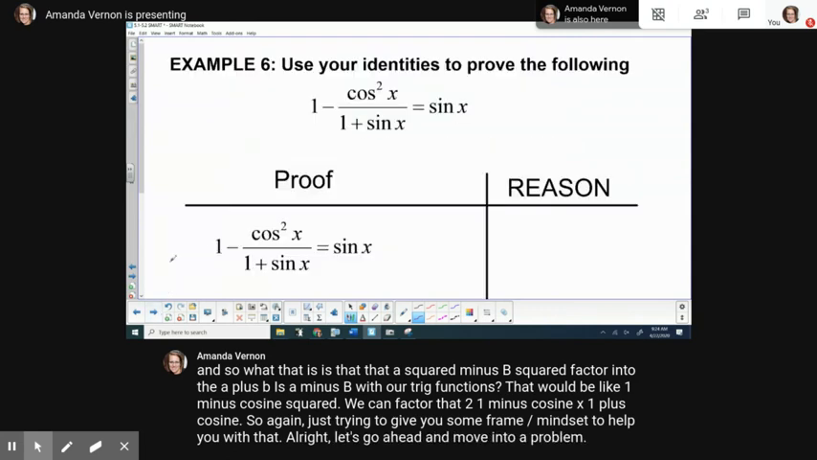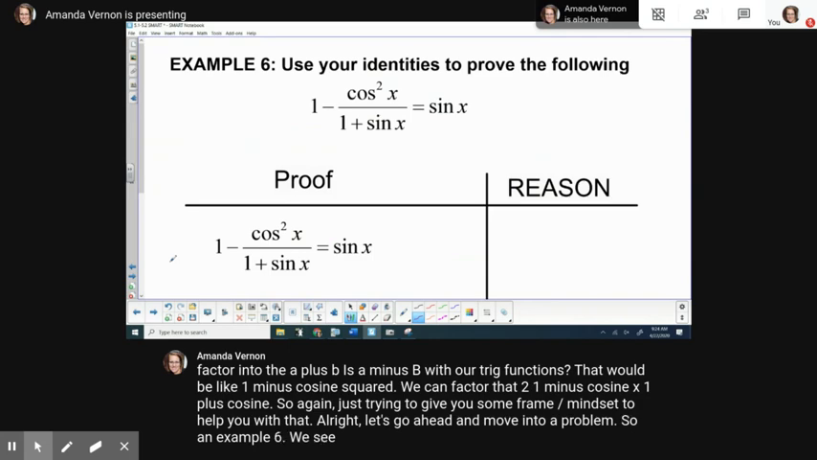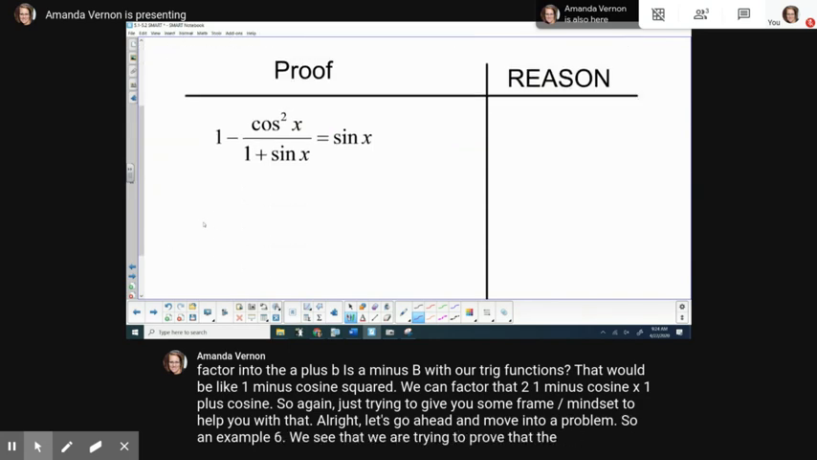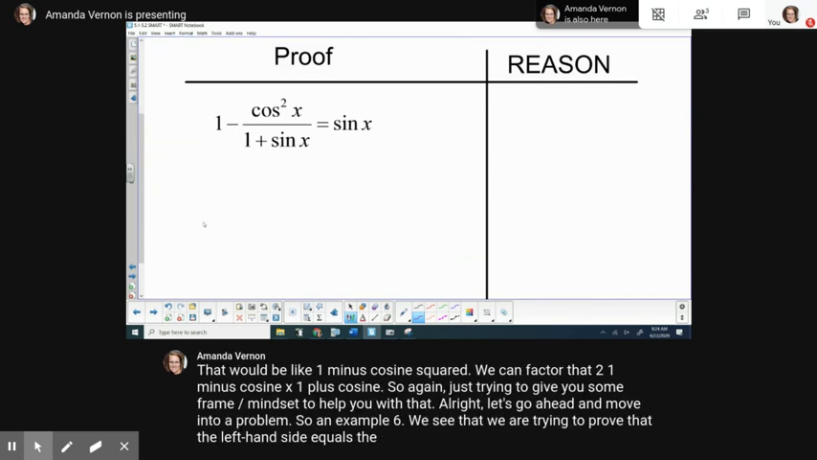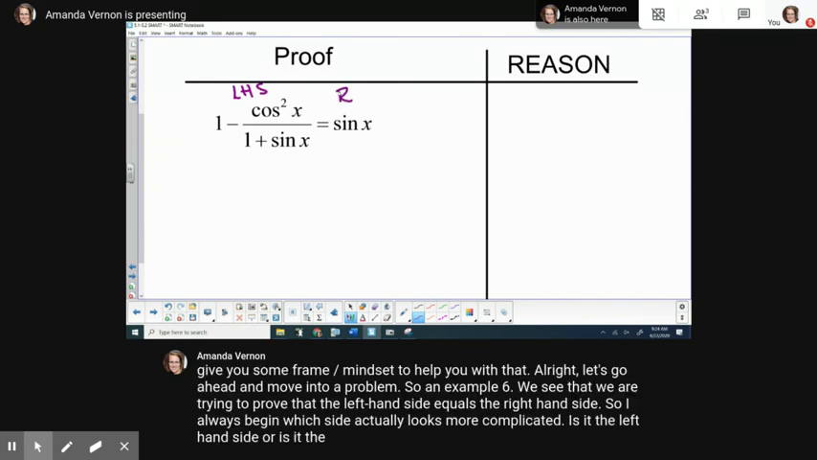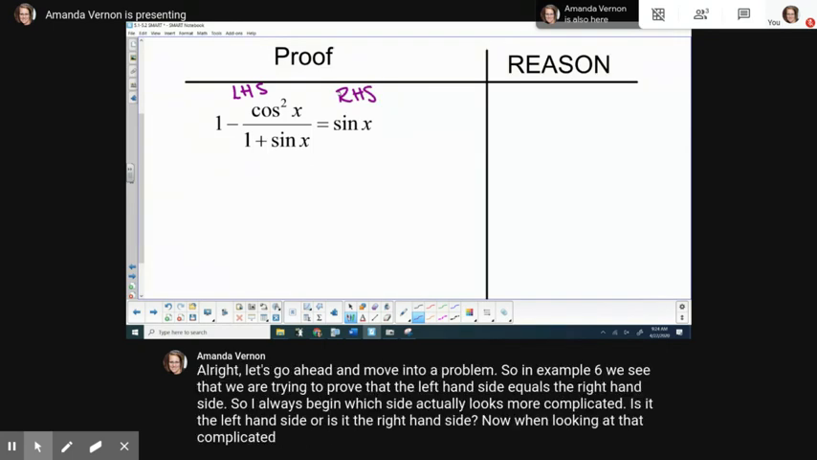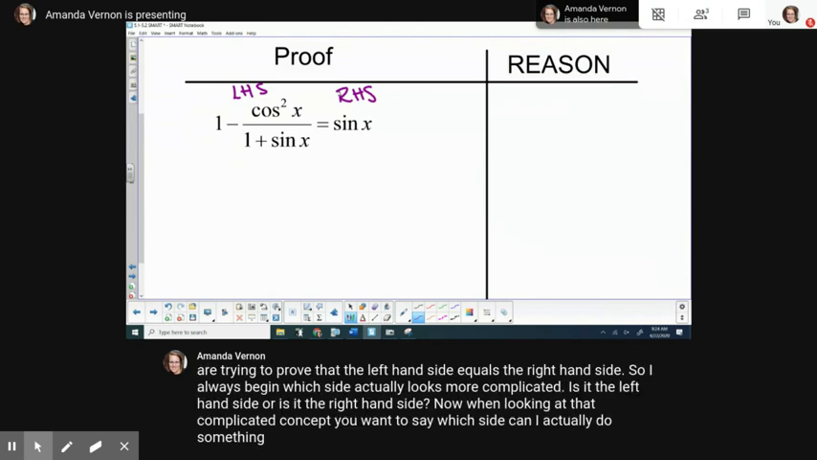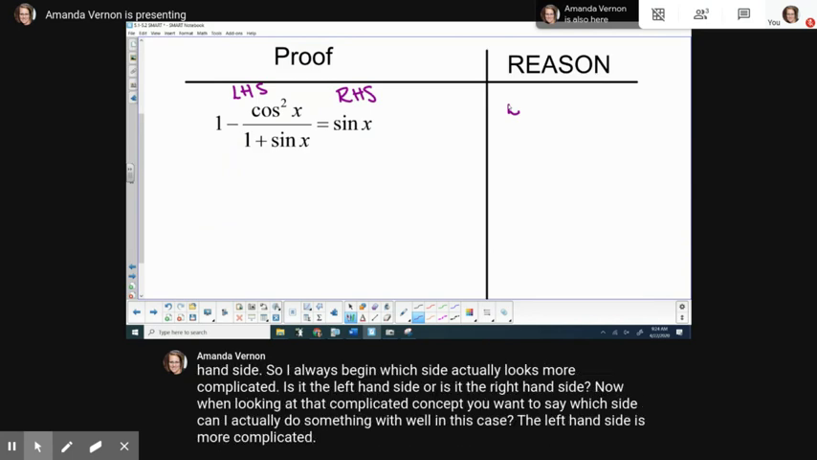So in example 6, we see that we are trying to prove that the left-hand side equals the right-hand side. And so I always begin, which side actually looks more complicated? Is it the left-hand side or is it the right-hand side? Now, when looking at that complicated concept, you want to say, which side can I actually do something with? Well, in this case, the left-hand side is more complicated. And so because that's the more complicated side, we're going to begin there.